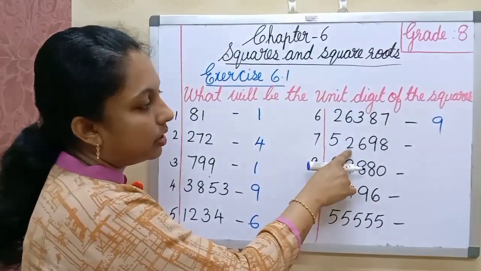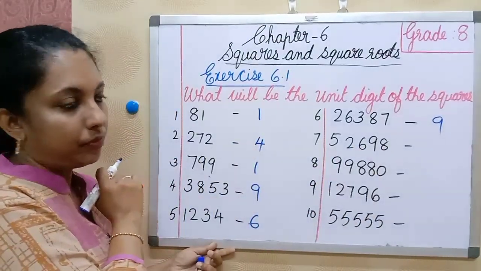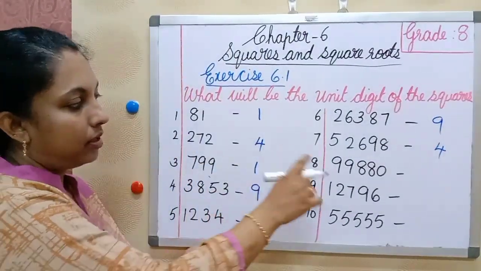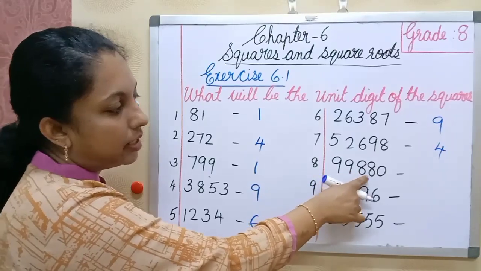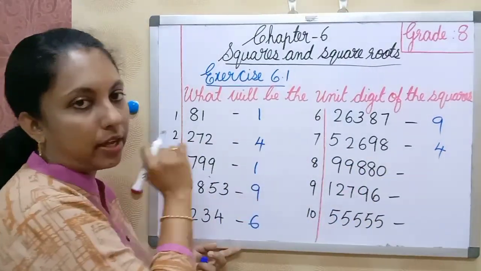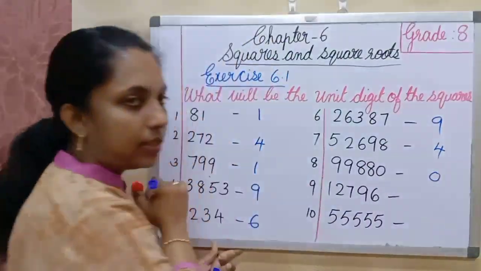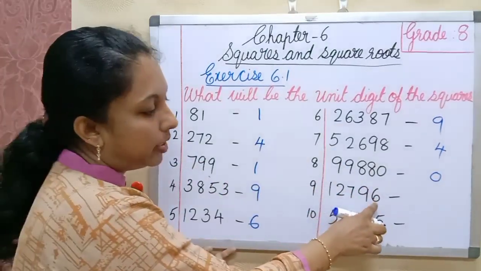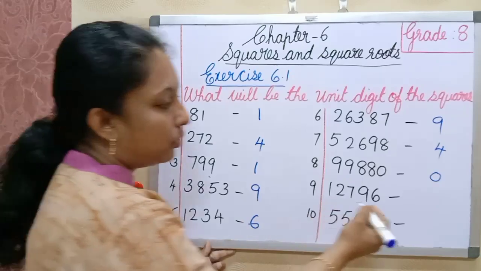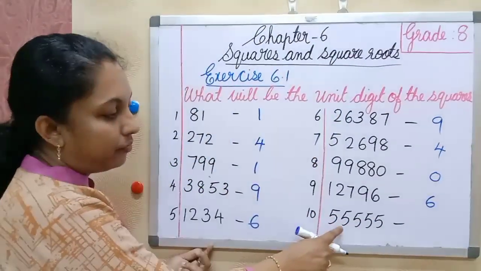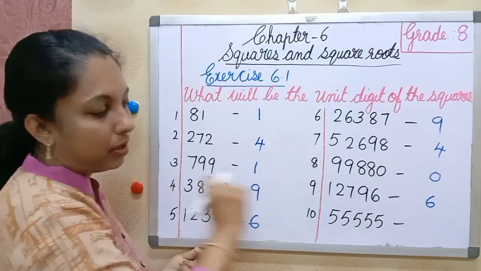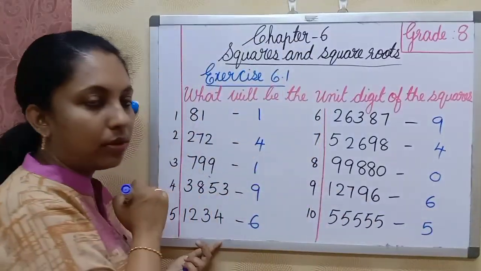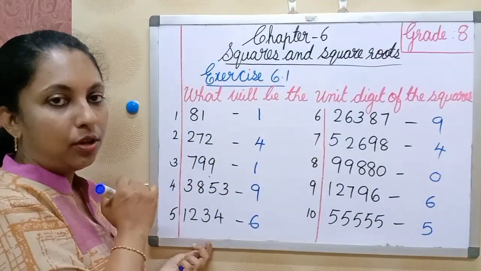Same way, 52,698. 8 square is 64, so the unit place is 4. Then 99,880. 0 square is 0, so the unit place is 0. Then 12,796. Unit place is 6. 6 square is 36, so the unit place is 6. Then 55,555. 5 square is 25, so the unit place is also 5. Hope you all understood.